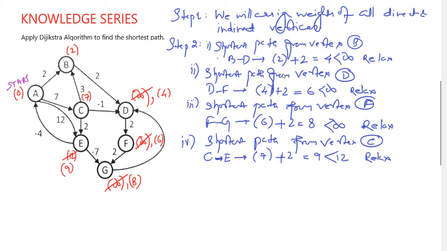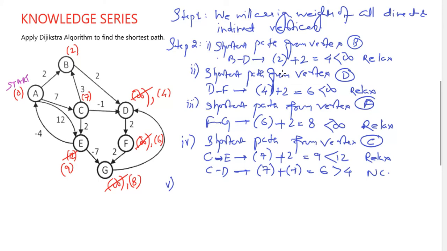Now from C there is one more link emerging out to D. So CD. What is this one? C is 7 plus minus 1, so that is 6. And 6 is greater than 4. So no change. Next we go with the next condition. C is over. So now what is remaining? G is there and E is there.